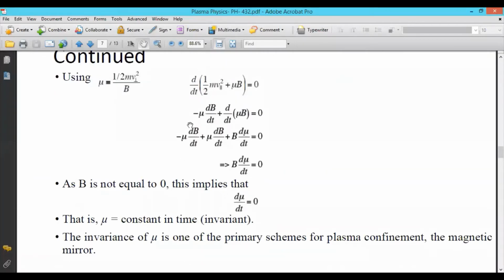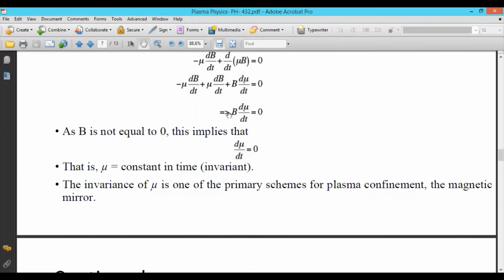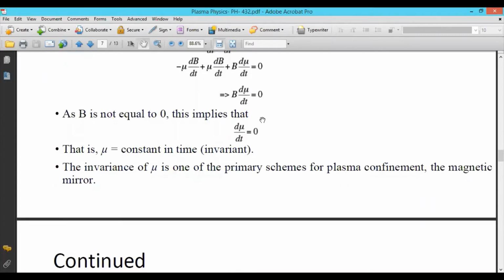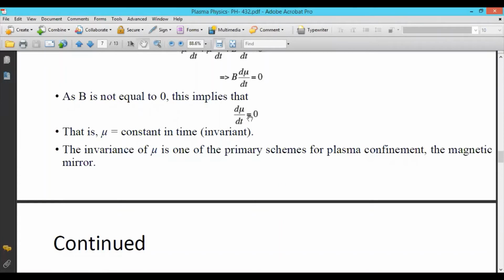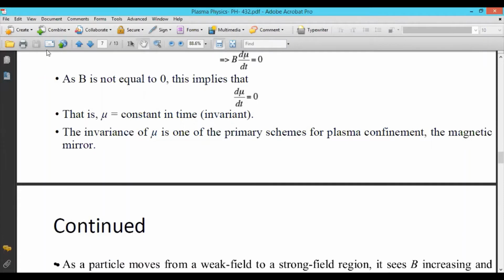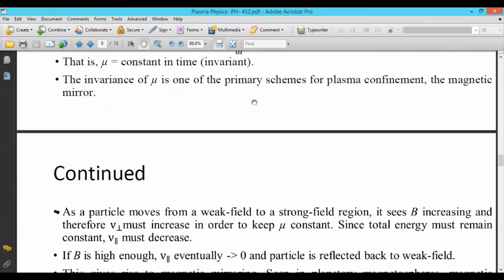So we can write this expression as minus mu dB by dt, and we can differentiate with respect to mu and with respect to B: mu dB by dt plus B d mu by dt equals 0. The first and second terms cancel out, and we are left with B d mu by dt equals 0. As B does not equal 0, this implies that d mu by dt equals 0. That is, if we integrate this, we see that mu is constant in time, that is, it is invariant. And this invariance of mu is a primary scheme for plasma confinement, known as the magnetic mirror.